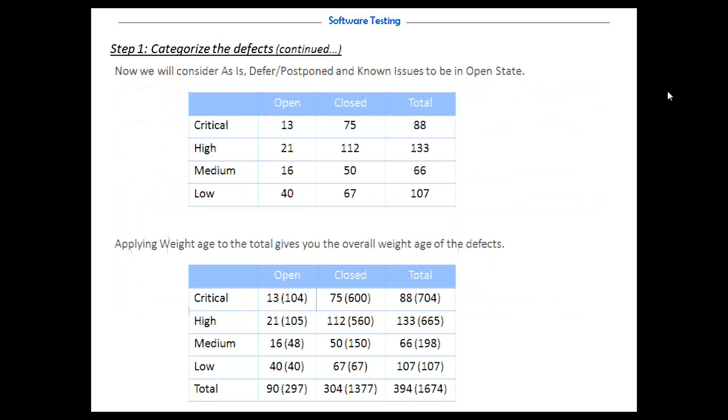Now I just consolidate the whole list into an open set, a closed set, and the total. Once I get that, I apply the weightage onto these figures, which you see at the bottom section of the screen. So 13 open defects results in a weightage of 104. 75 closed defects results in a weightage of 600 for critical issues. So the total comes to about 704. Likewise, you do it for the rest of the categories of defects.